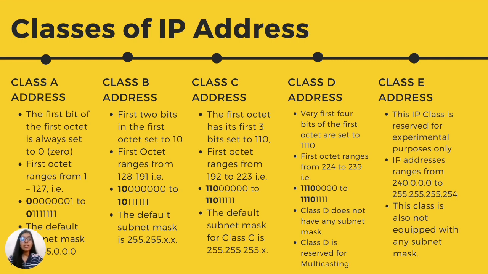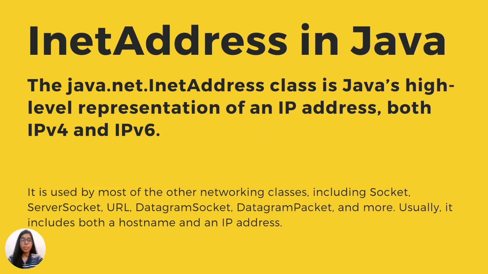Lastly, class E is reserved for experimental purposes only. Its first octet ranges from 240.0.0.0 to 255.255.255.254. Just like class D, this class too is not equipped with any subnet mask. Coming back to our topic, let us now discuss the InetAddress class in Java.